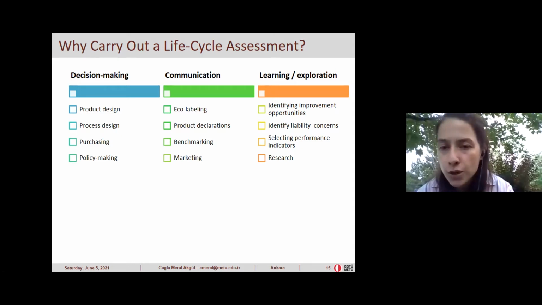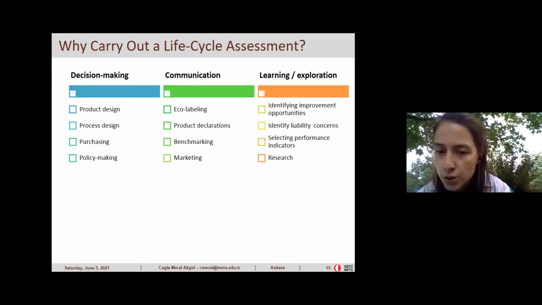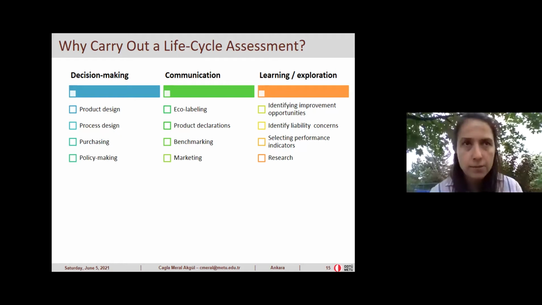The third option would be learning about your product, identifying the improvement opportunities, identifying the liability concerns, and selecting some performance indicators, or you can also do it for research purposes.